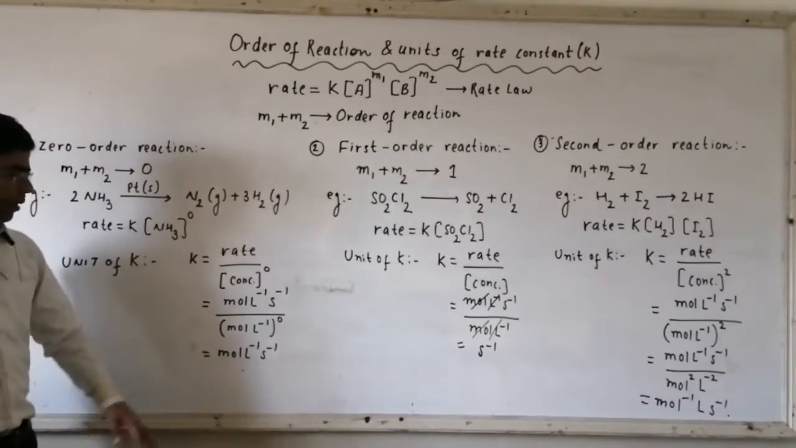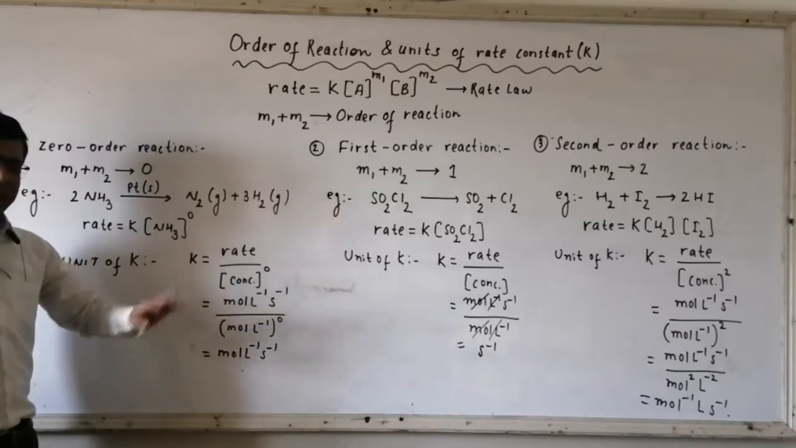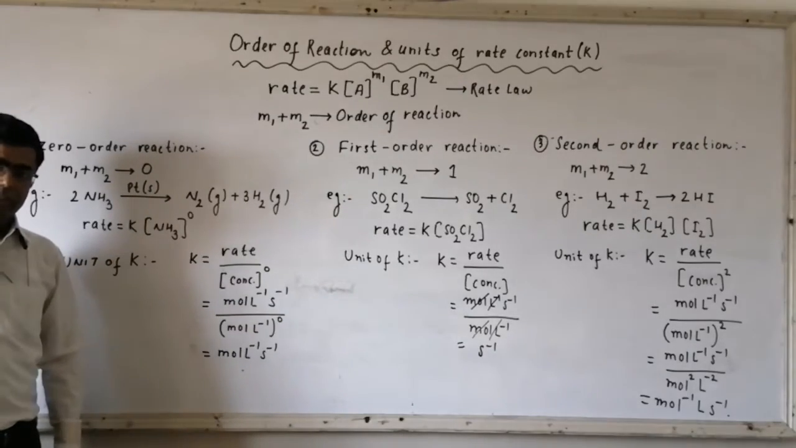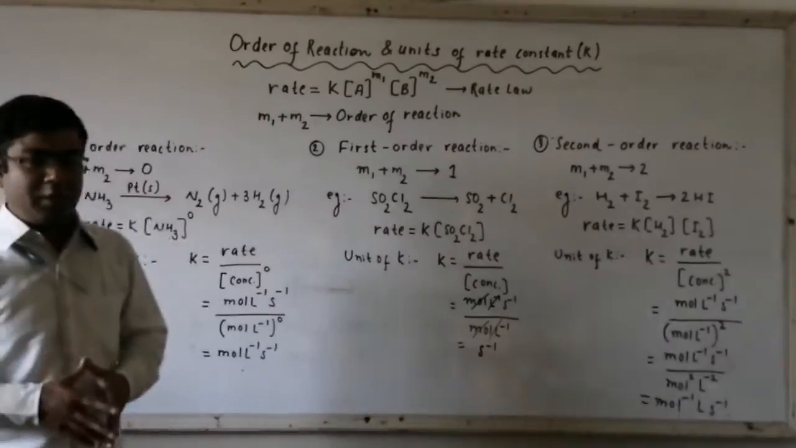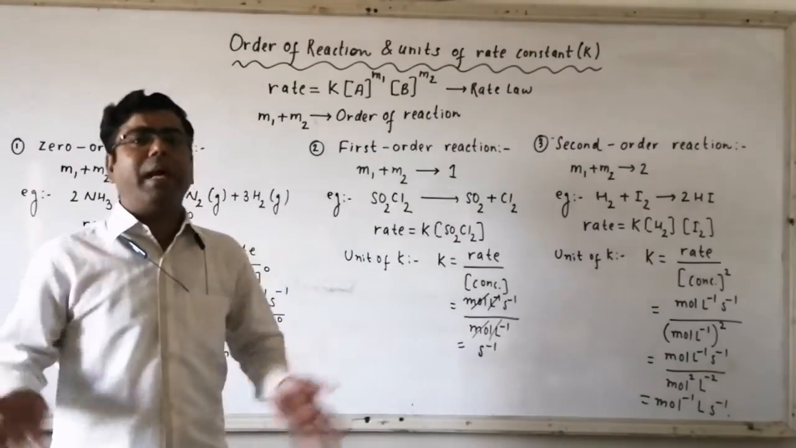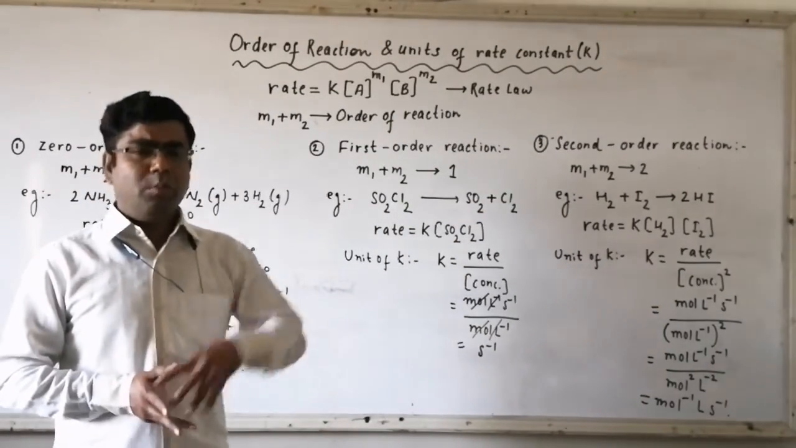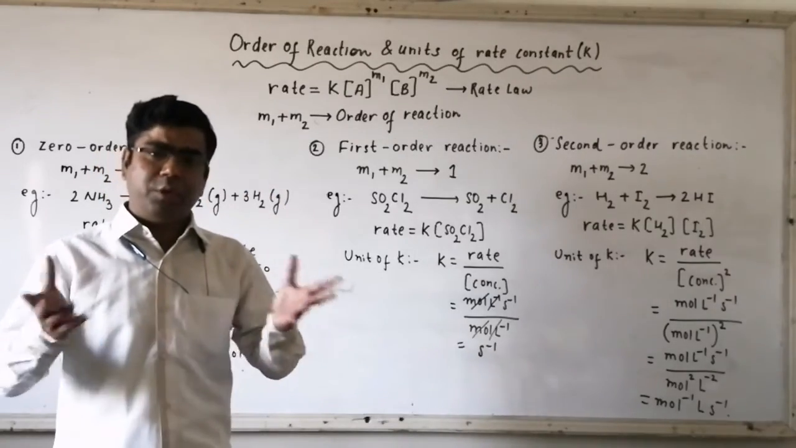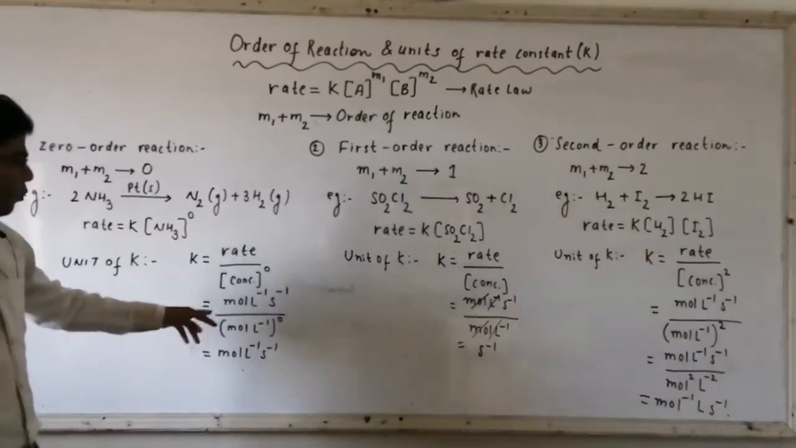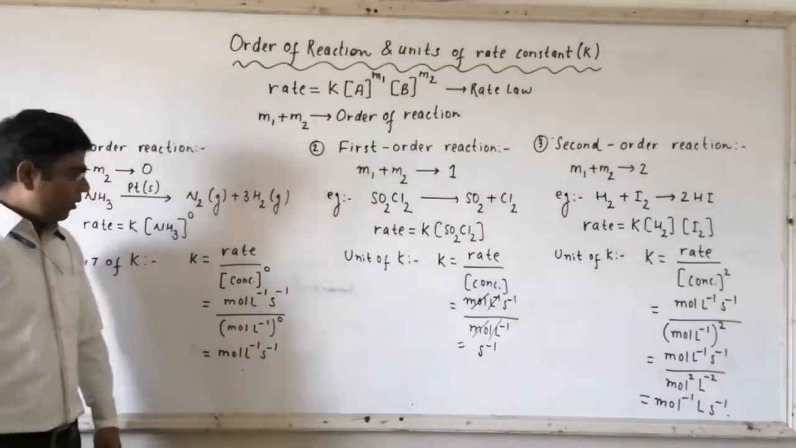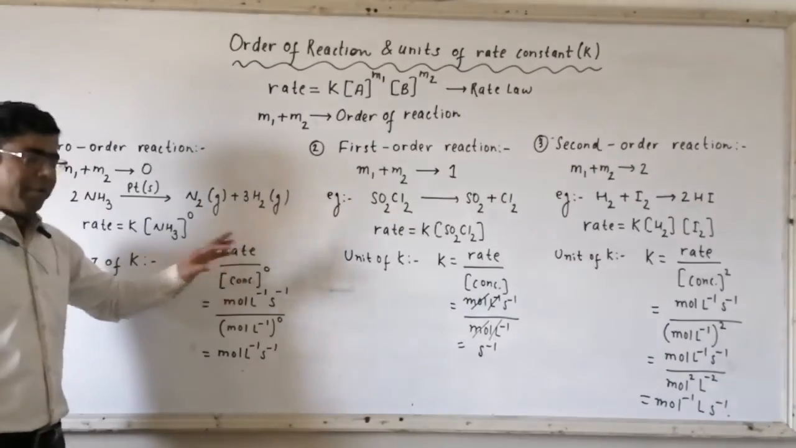Unit of rate is mole per liter per second. Because what is rate? Rate is change in concentration of reactant or product with respect to time. So molarity divided by time will give you the unit for rate. So the unit for K is mole per liter per second divided by concentration to the power 0.